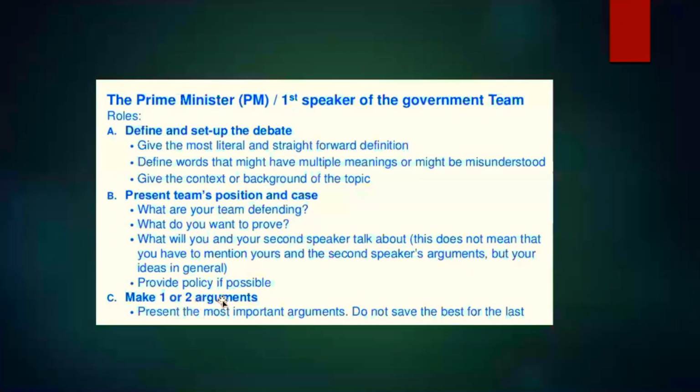So এখানে যেটা আছে তোমার, make one or two arguments, ঠিক আছে, and present the most important arguments গুলাই first এ দিবা, so that your other team members can build upon it. Don't wait for the last member to give arguments first. যে ভালোগুলো argument থাকবে, like there could be 5, 6, or even 10 arguments, but shortlist them and only use the best arguments at first in your speech.